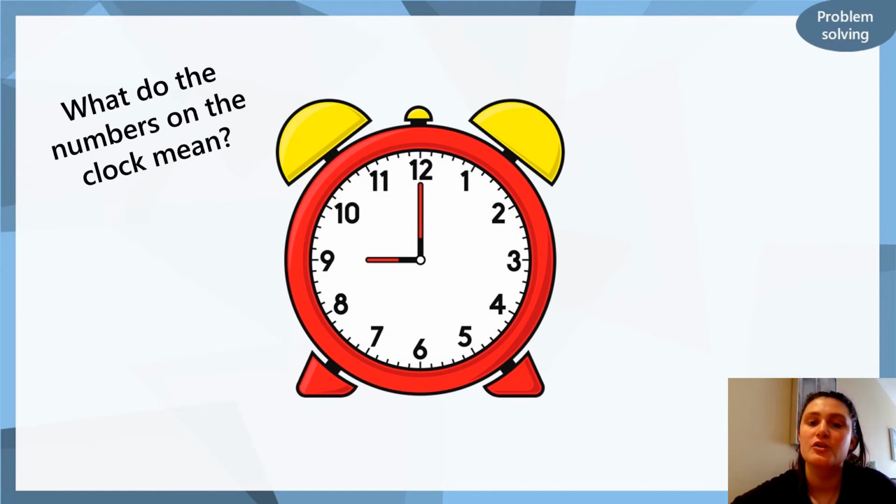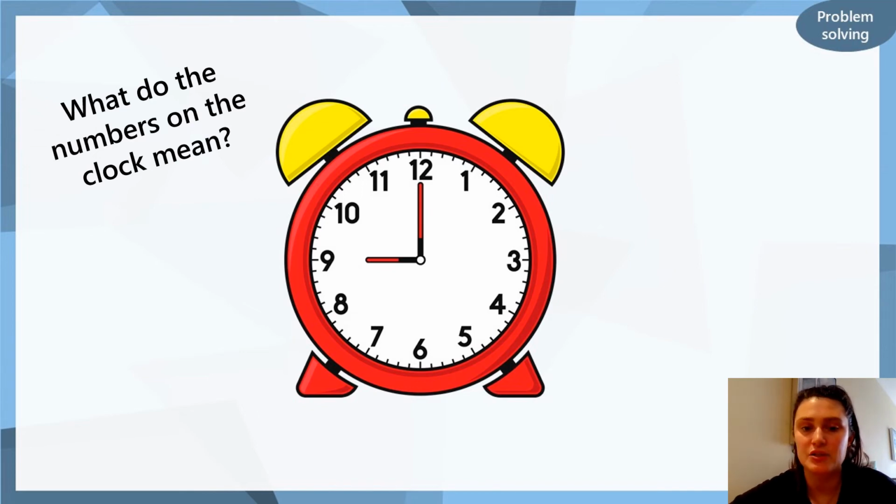Well done. So, when the big hand is pointing to 12, we call this the o'clock. When we know it's the o'clock, we have to then see what the short hand is pointing to. The short hand is pointing to 9. So which o'clock do you think it is? That's right, it is 9 o'clock. So the numbers tell us which o'clock it is.